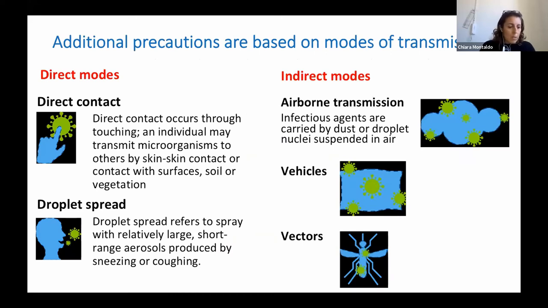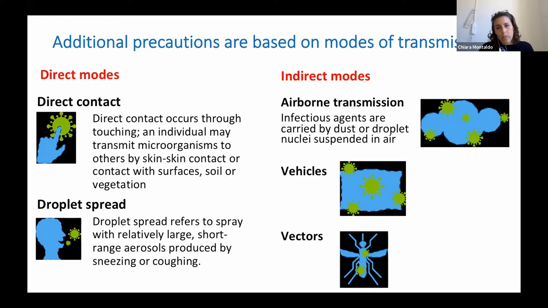And then, as I say, there are special situations in which we might put in place additional precautions. And of course, these are based on the mode of transmission. So there are infections which are transmitted by direct modes or indirect modes. Direct means a direct contact with the patient, by touching, skin-to-skin contact, normally skin-to-skin in the hospital, but anyway, directly. Or even droplet is considered a direct mode. Why? Because you need to be really directly in contact with the patient.